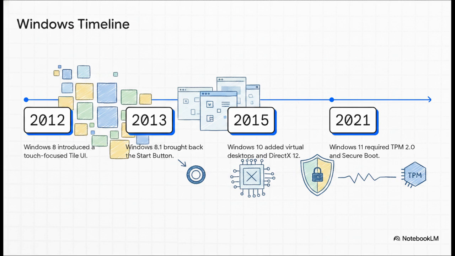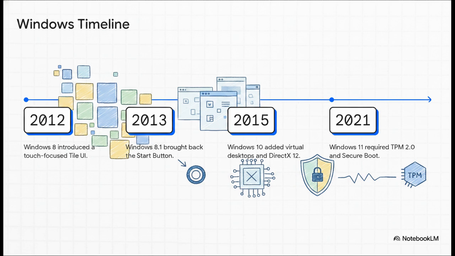Just a year later, Microsoft pivoted with Windows 8.1, bringing back the Start button and letting users actually boot directly to the desktop again. But Windows 10 in 2015 was the real unifier here. It brought back the true Start menu, introduced virtual desktops, and added DirectX 12 for the gamers.